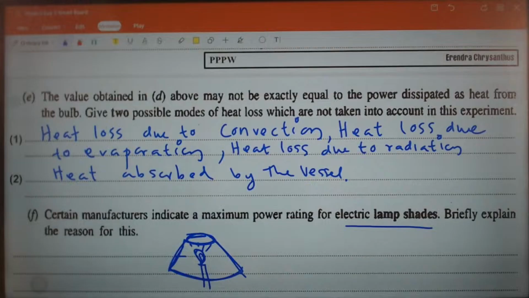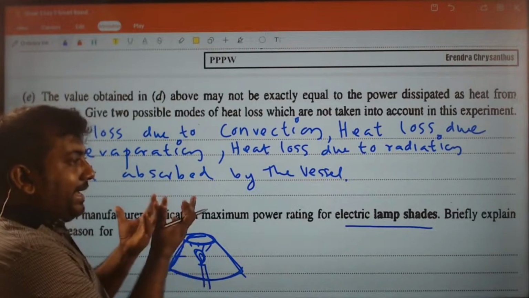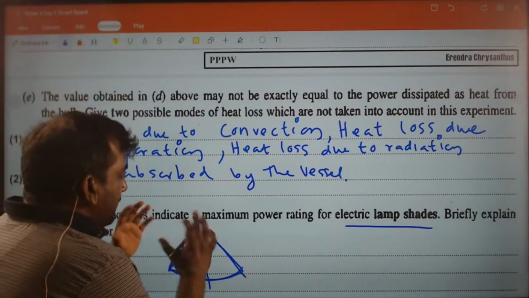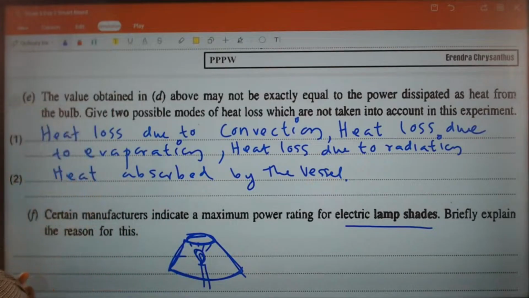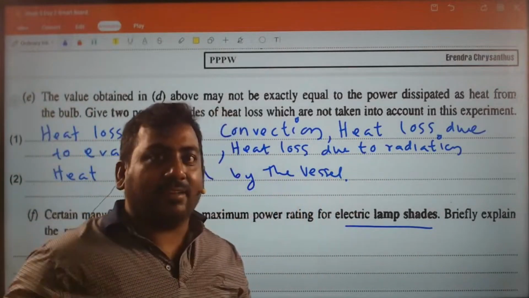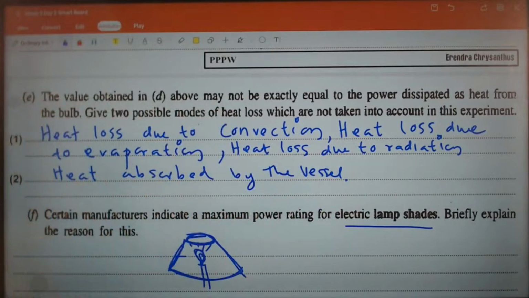The heat given by the bulb will be absorbed by the lampshade. And if the heat is greater than the maximum, the lampshade can burn. Guaranteed in your home, you might have a lampshade which is burned somewhere. Okay. Right.